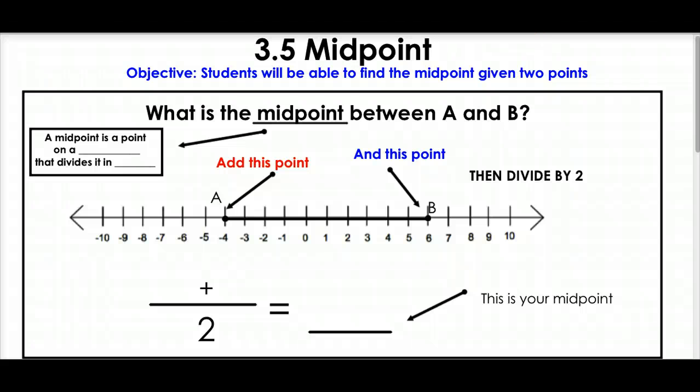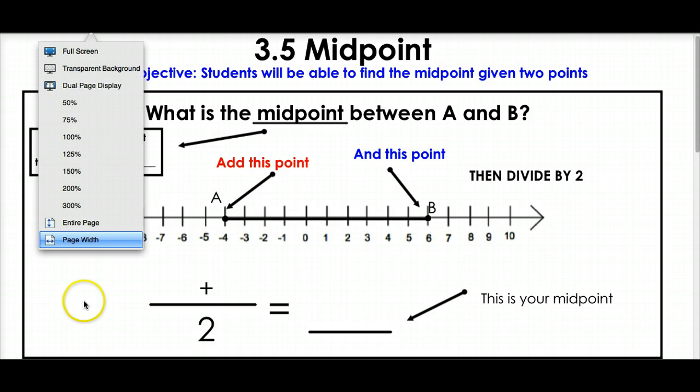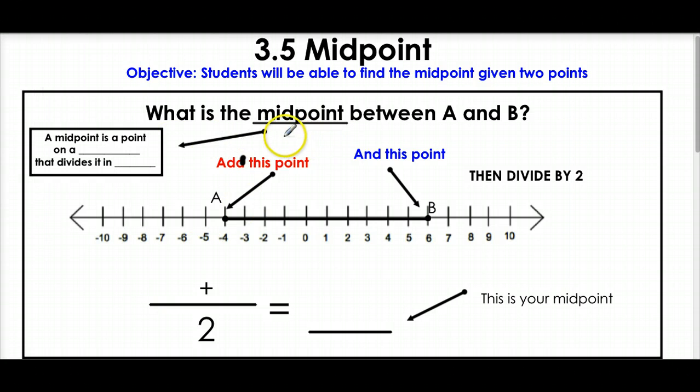Less than 3.5, midpoint is. Our objective is for you, the student, to be able to find the midpoint given 2 points. I think you can do it. Let's start with a practice problem. What I'm asking you right now is, what is the midpoint between A and B?